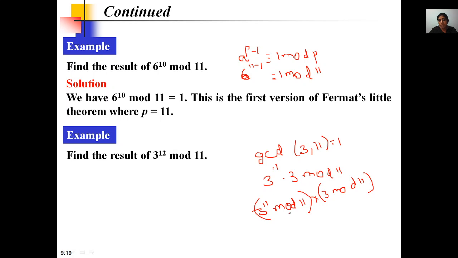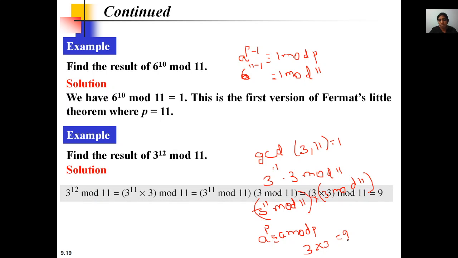Now this 3 power 11 mod 11 is in the form of the formula a power p is congruent to a mod p. Then obviously what is the remainder value? That is a. So here you are going to get the value as 3. And what is the 3 mod 11 value? 3. So 3 times 3 is 9, which will be your answer. So similarly you can find the value is equal to 9.